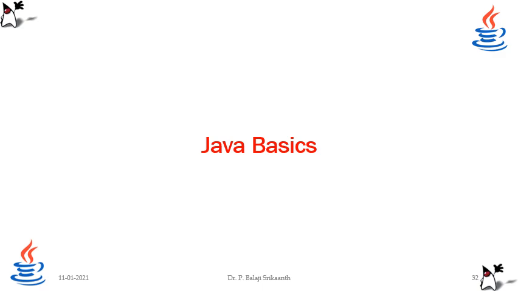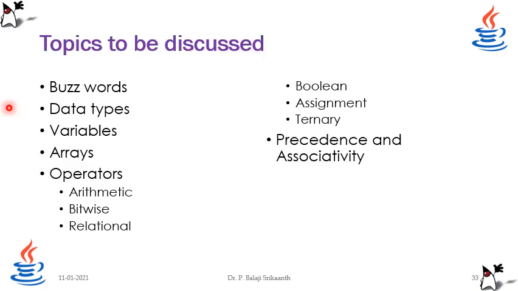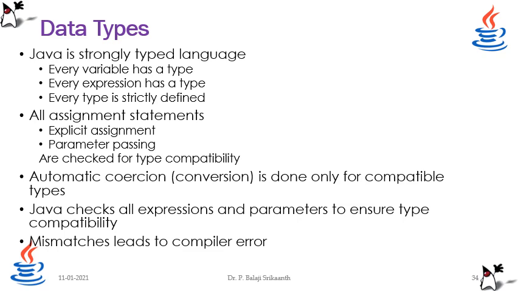Now we'll take up Java basics. The topics to be discussed in Java basics are buzzwords. The buzzwords we have already discussed. Now we will take up the data types in Java. Java is a strongly typed language. What do you mean by this strongly typed language?